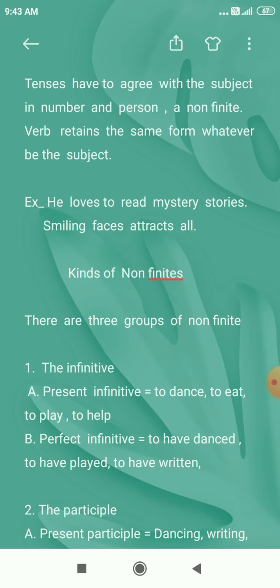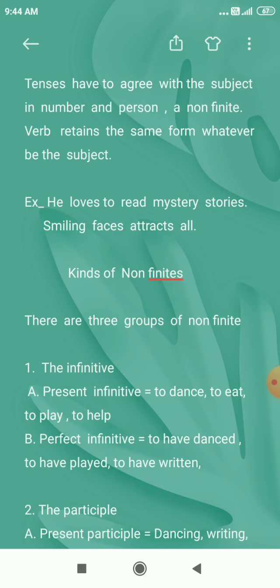Smiling faces attracts all. So here smiling is also a present participle, and he loves to read mystery stories. Here in these two sentences you can see that the non-finite forms are the same irrespective of their tense and number.